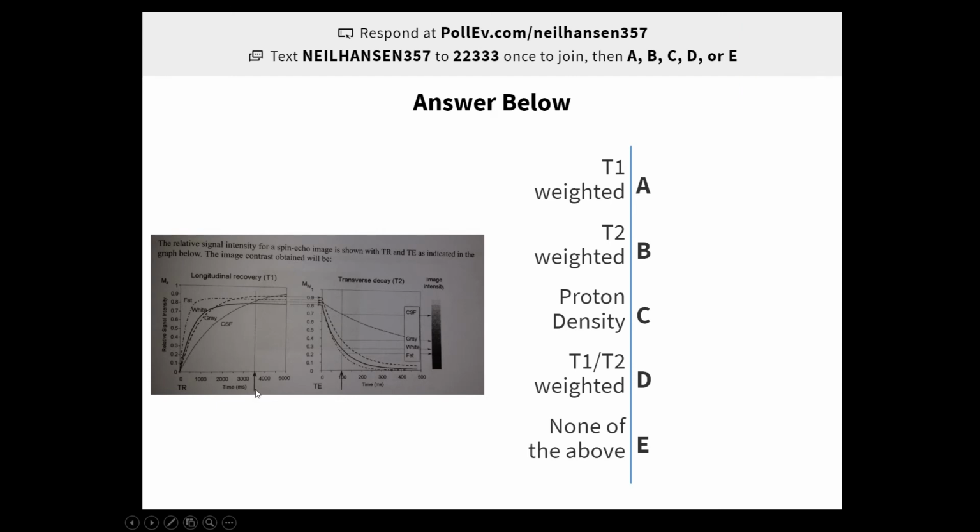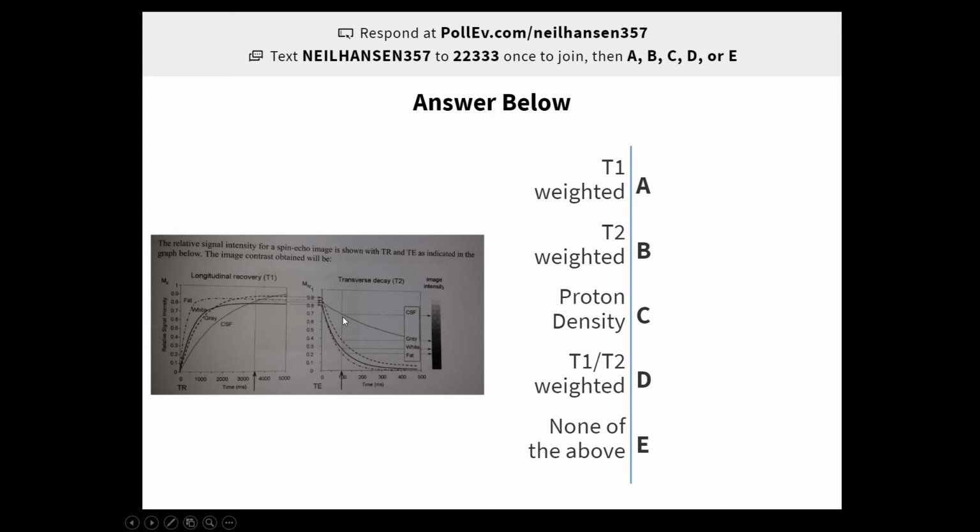So if you look at the time of acquisition, it's a relatively long TR because all of the longitudinal recovery has occurred. So you can eliminate a T1 weighted image because there's really no T1 weighted differentiation here. This is a relatively longer TE. It's not a short TE, because if it was a short TE, like for say proton density imaging, there would be no T2 weighting, right? It would be somewhere closer over here.